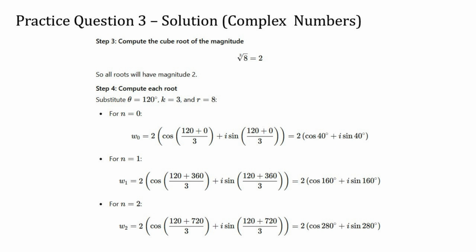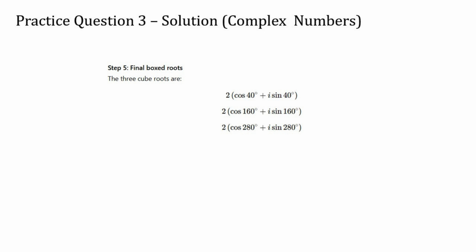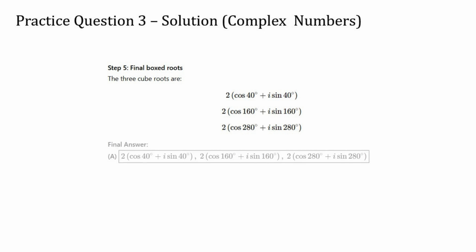For the first root, we plug in n equals 0. For the second root, we plug in n equals 1. And for the third root, n equals 2. We leave the answers in trigonometric form because it's the most natural and exact representation for problems involving complex roots. Combining all these roots, we get the final answer as shown. This result matches option A.